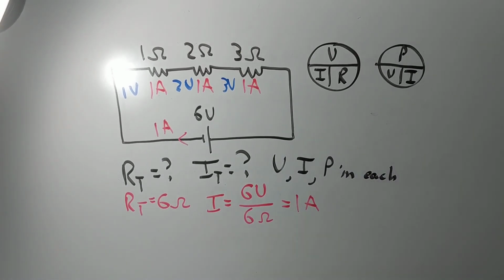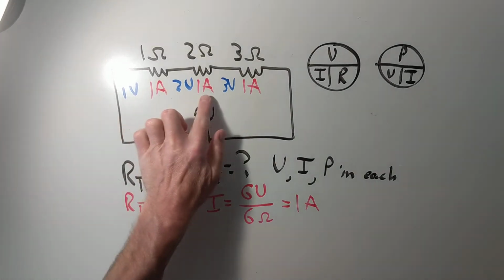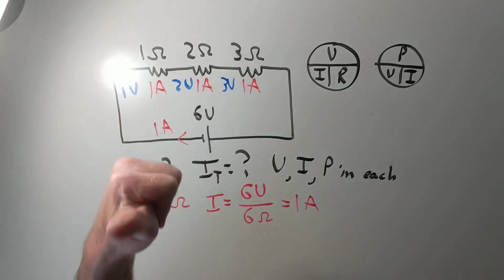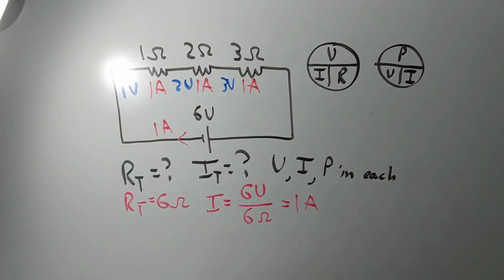And here's how you know you've done things correctly. The voltages should add. So the currents are all the same, but 1 volt plus 2 volts plus 3 volts adds to 6 volts. I know that I did that correctly then.